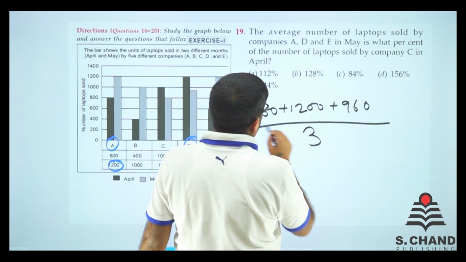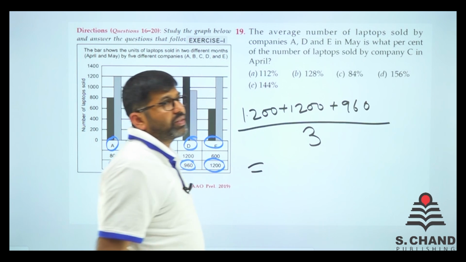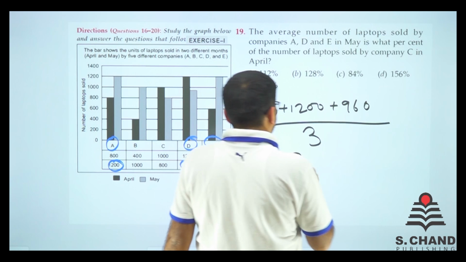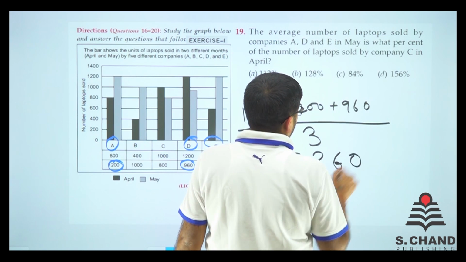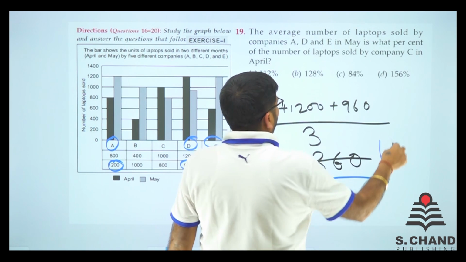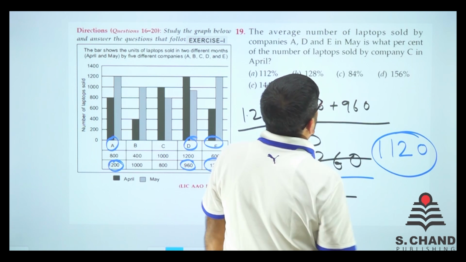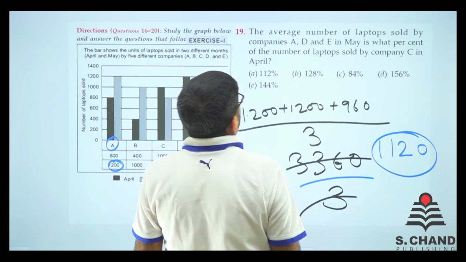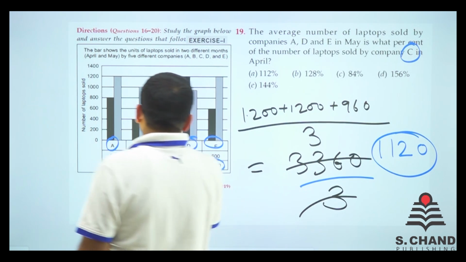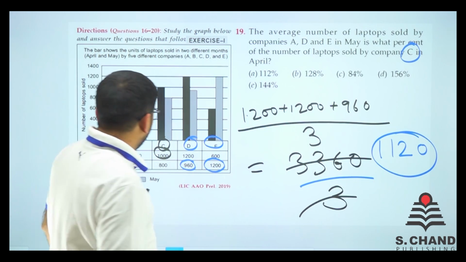So we will get 1200 and 1200, 2400. 2400 plus 960, 24 and 9, 33. So it is like 3360. Divide by 3 when I do, 1120. So this is the average, right? Now what percentage of the number of laptops sold by company C in April? So company C in April is 1000.